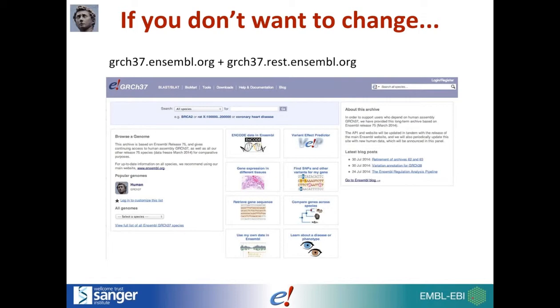If you don't want to change, if you've still got analyses going, if you're still working with GRCh37, we do have a dedicated site, which is grch37.ensembl.org. And if you're using our REST server, we also have a special REST server for that, which is grch37.rest.ensembl.org. We will be updating this site periodically to make sure that it gets all of the software updates and things that you'll see in the main Ensembl site, but we won't be updating it as often as the main site, and we won't be updating the gene annotation.